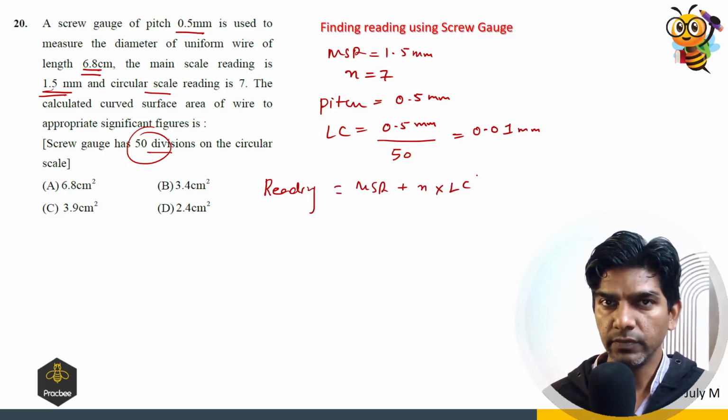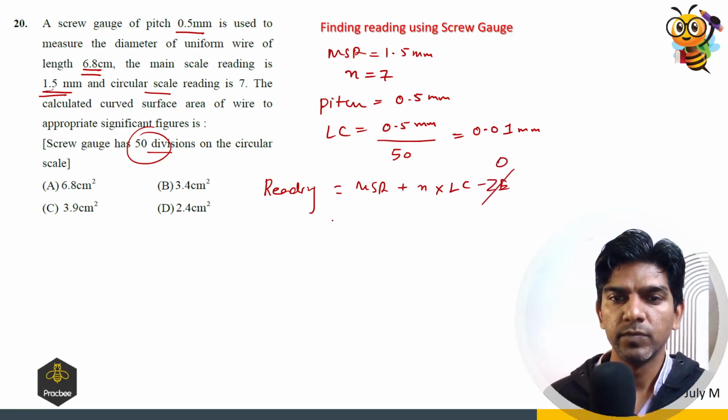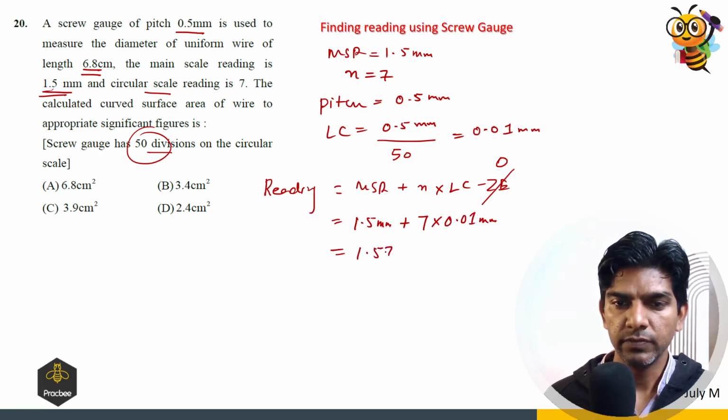No information is given about the zero error, so we can consider it to be 0. So minus 0 error, so this will be 0, right? So it will be 1.5 millimeter. N is given as 7, least count is given as 0.01 millimeter. So it will be 1.57 millimeter.